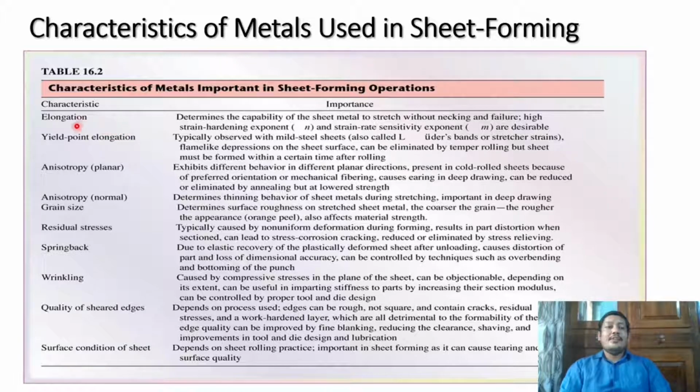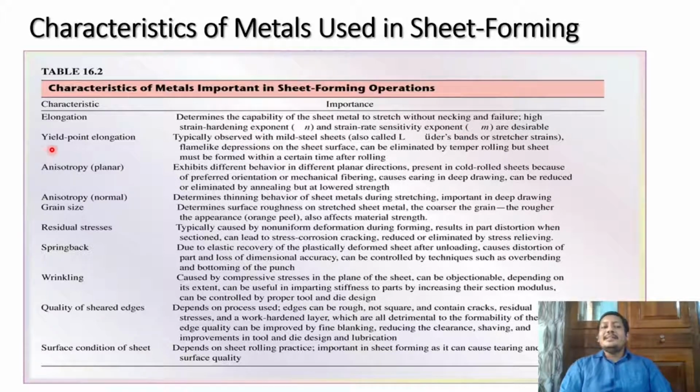The first and foremost point mentioned here is elongation of the sheet. It determines the capability of the sheet metal to stretch without necking and failure. So a high strain hardening coefficient N and strain rate sensitivity exponent M are desirable. I hope you might have studied N and M in material science also, where you relate your actual stress and strain values.